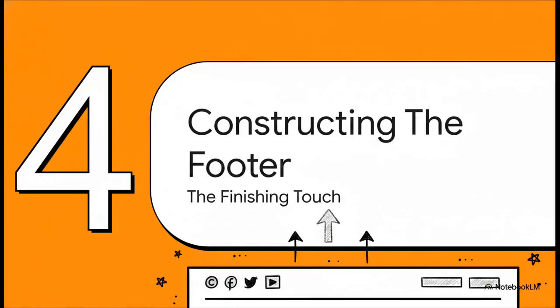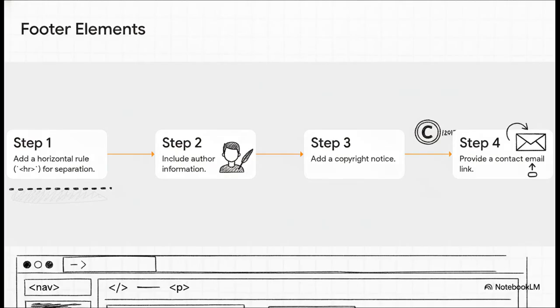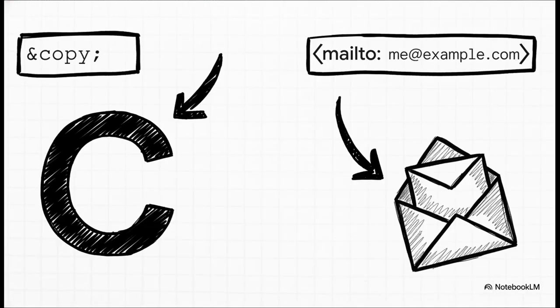Okay, we're on the home stretch. Let's finish up our page's skeleton by building out the footer. A typical footer usually follows a few simple steps. We'll add another horizontal rule for that nice visual break. We'll put in some author info, add a copyright notice, and then create a link for people to send an email. Now, this brings us to two super handy little bits of HTML you'll use all the time.